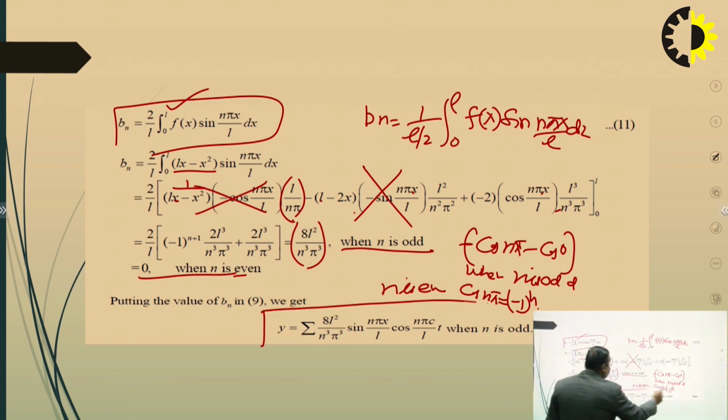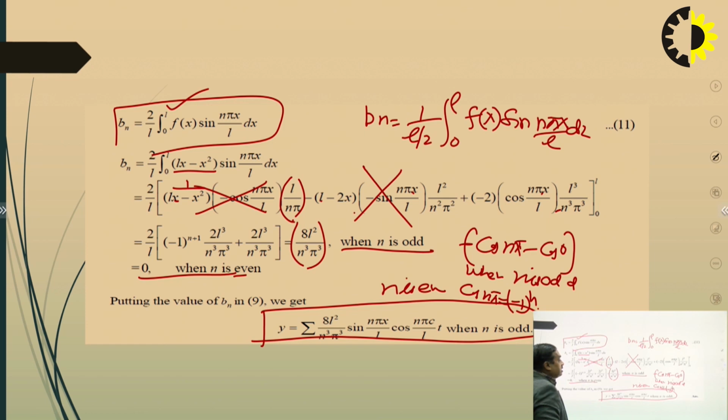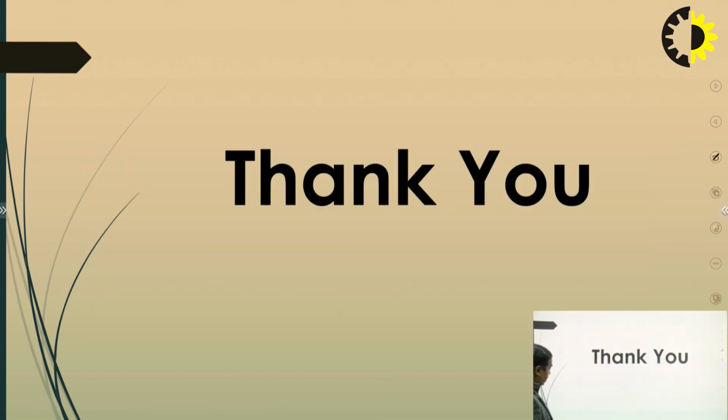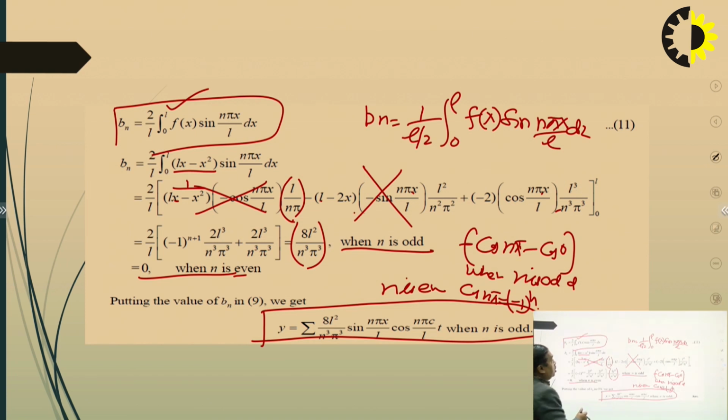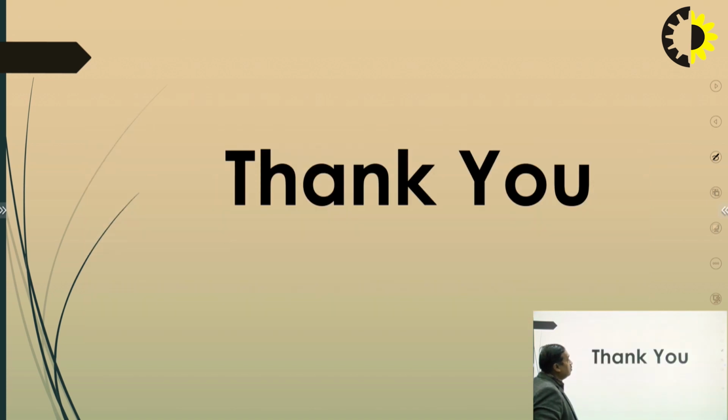That becomes y(x,t) = Σ bn sin(nπx/L) cos(nπct/L). And putting this value, we substitute into the solution of the equation, and that completes the one-dimensional wave equation by separation of variables. Thank you to all of you. Thank you.